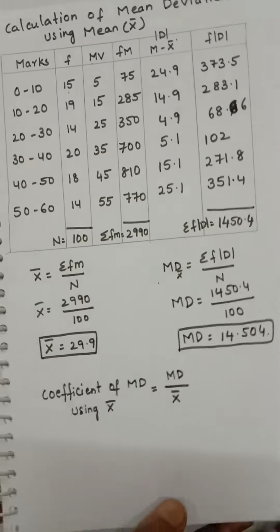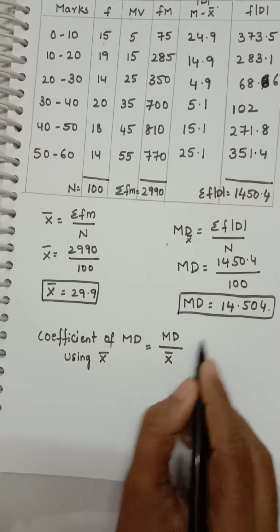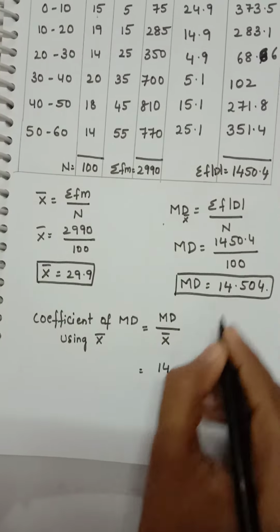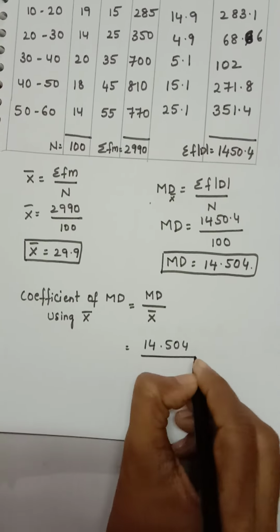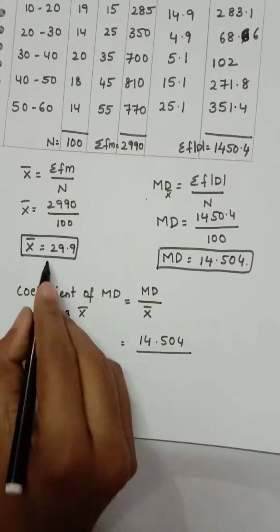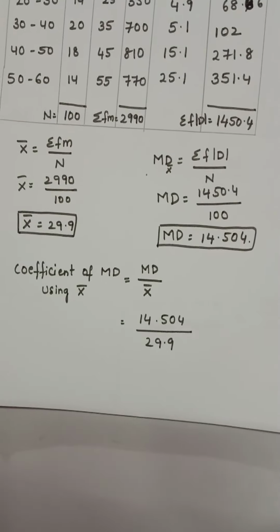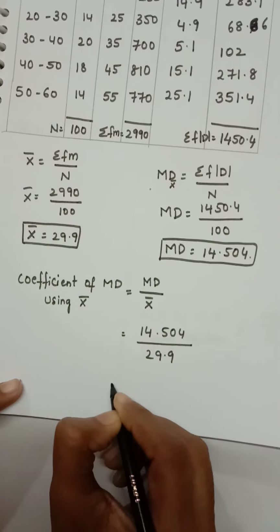Next, the coefficient of mean deviation using mean is the mean deviation value, 14.504, divided by the x bar value, 29.9. So after solving this, we will be getting the answer.